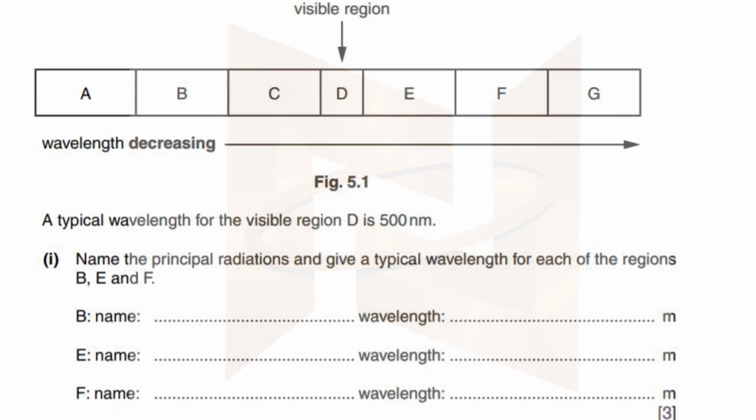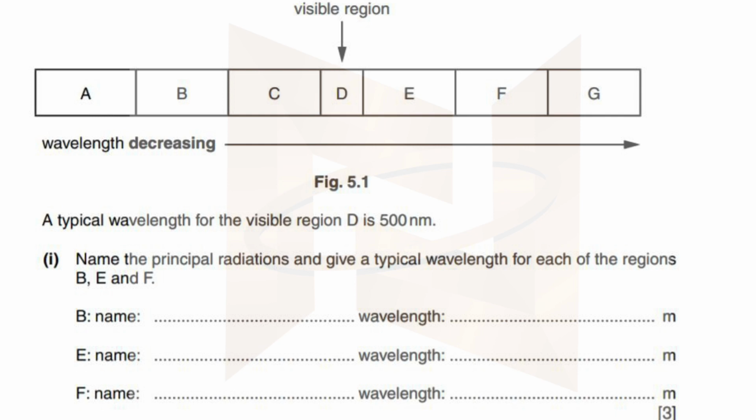Now this part over here tells us about the electromagnetic spectrum. One thing I'd like to mention is that you can see the wavelength is decreasing towards this side. So that means that this end has a very high frequency. So this is going to be gamma ray, and this is going to be radio waves. And this is the visible region in the middle.